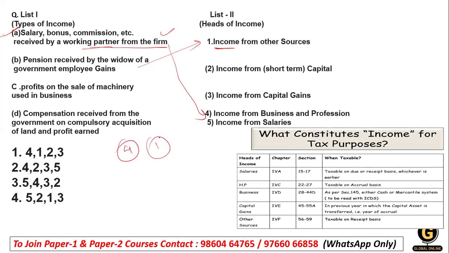So that is 1. The profit on sale of machinery used in the business is nothing but a short term capital gain, because we are selling our machinery in the very short term. That is 2. Compensation received from the government on compulsory acquisition of land is nothing but income from capital gain. So 3. So according to this, 4, 1, 2, 3. The option number 1 is right over here. Let's check.